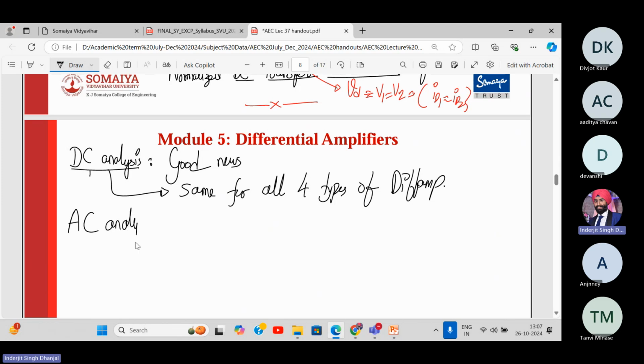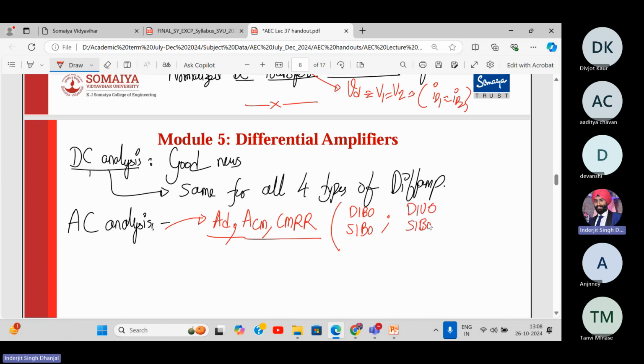Whereas for AC analysis, what we need to do is investigate the value of AD. We need to find the value of AD expressed in ACM and CMRR. That is what we need to do, and we have to do it for DIBO. So SIBO will be the same, and then we have to do it independently for DIUO, and SIUO will be different. This will be the same, this will be the same. These two will individually be different. This is SIUO. All right. So that is what we'll do in tomorrow's class.